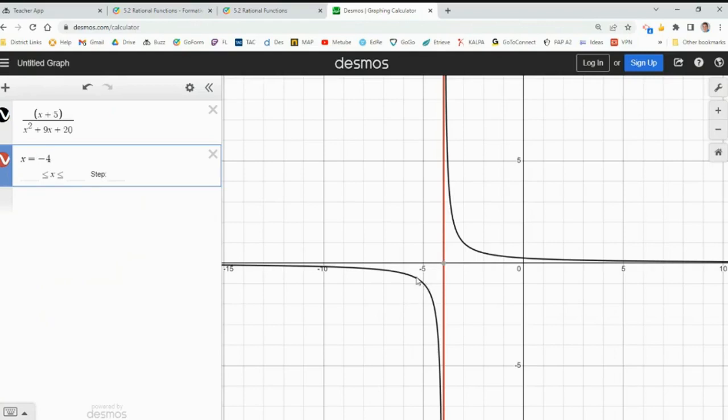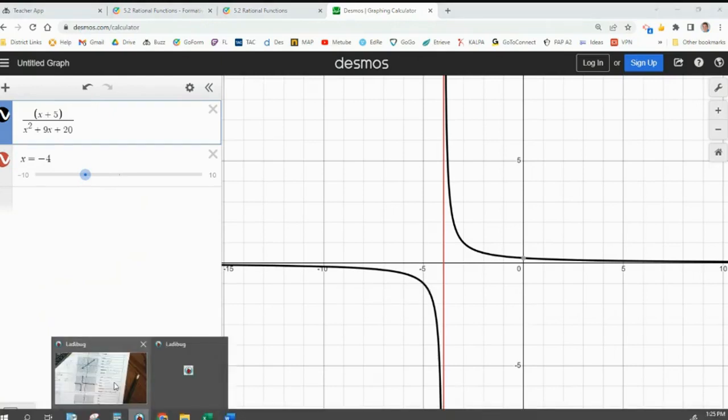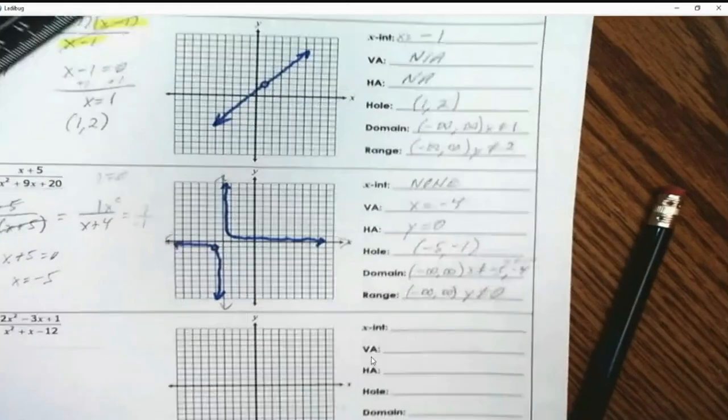So let's look and see. Let's get the negative 5. Undefined. There's the hole. We predicted it. We had the information to know that. So negative 5, negative 1 is undefined. It's defined on either side of it, negative 4.97, negative 5.08. Just right at that one spot, undefined. All right, we're going to do one more, then I'm going to show you the assignment.